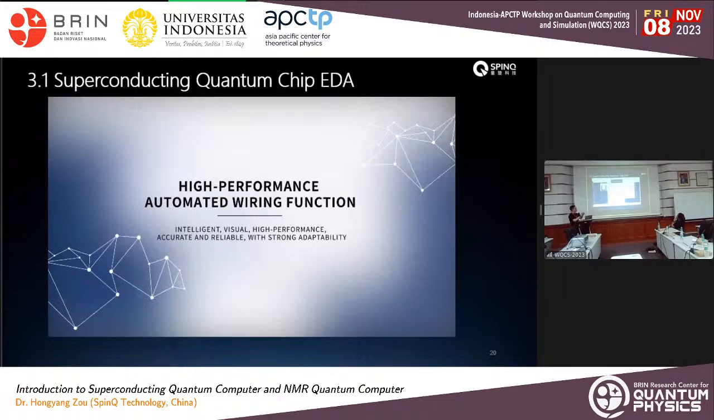Then if you want to draw the line by yourself, especially when you have many qubits, like 50 or 100 qubits, then this function is very useful.